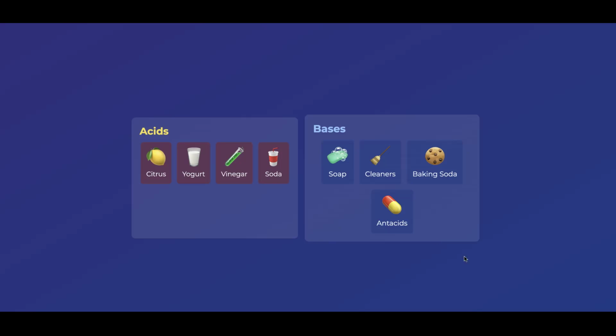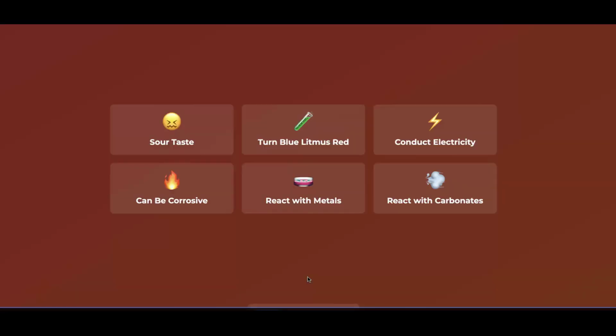Acids, along with bases, are also essential in our bodies. Our stomach produces hydrochloric acid to help digest food, while our blood contains buffers to maintain a slightly basic pH.